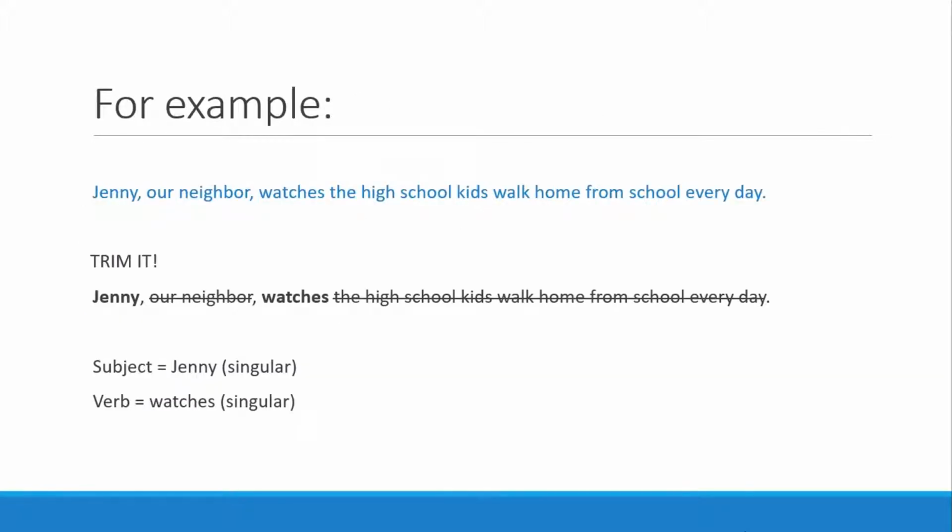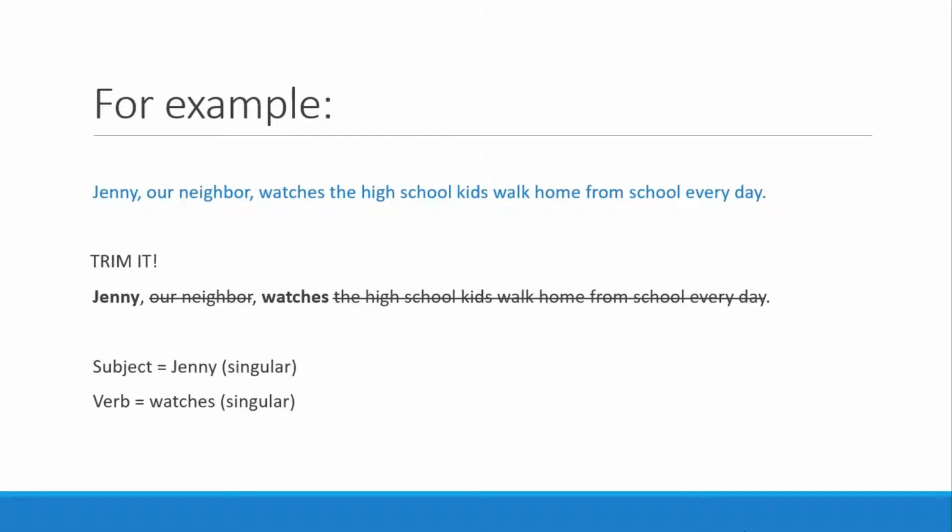Let's take an example. Our sentence is, Jenny, our neighbor, watches the high school kids walk home from school every day. Now, I wrote this and I tweaked it and I thought it sounded kind of creepy, but maybe that's part of the charm. But if we trim it and look for the subject and the verb, it becomes Jenny watches. Jenny's our subject, watches is our verb. Jenny is singular, she's one person, and the verb watches is in its singular form. So Jenny and watches agree.